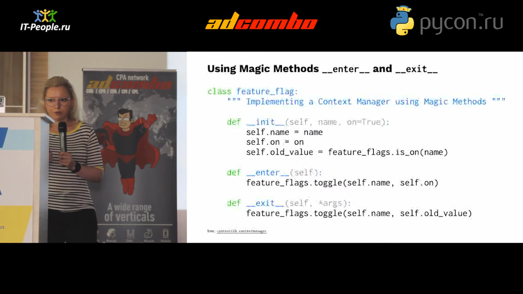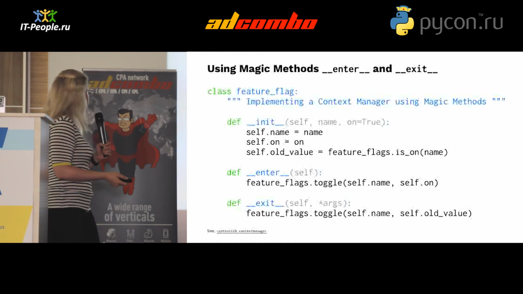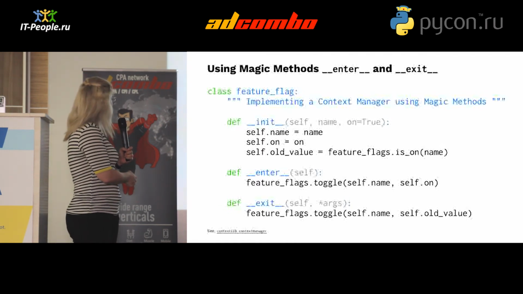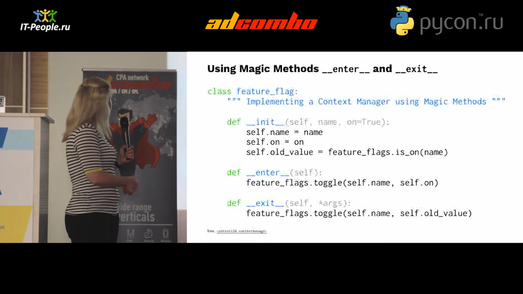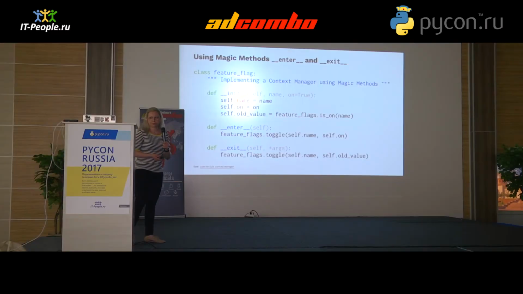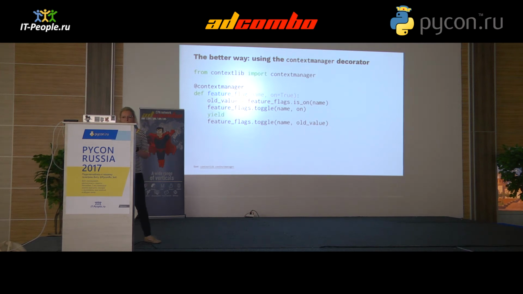So we save our state when we initialize, so we know what the value of the flag was. When we start the context manager, we turn the feature on. And when we exit the context manager, we toggle it back to the old value. So that's pretty cool, but there's a better way.